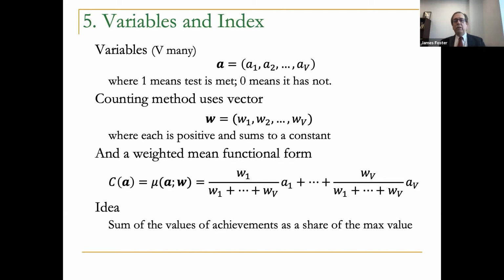The counting method uses a vector of weights, W. Each one is positive and they sum to a constant. And there's a weighted mean function. I've used it in a general form where I take the weight on the first one divided by the total weight, so you get a normalized weight. That is the weight on the first achievement, all the way out to the Vth achievement. So it's basically a weighted mean. That's what this measure structure looks like: a sum of the values of the achievements as a share of the max value.